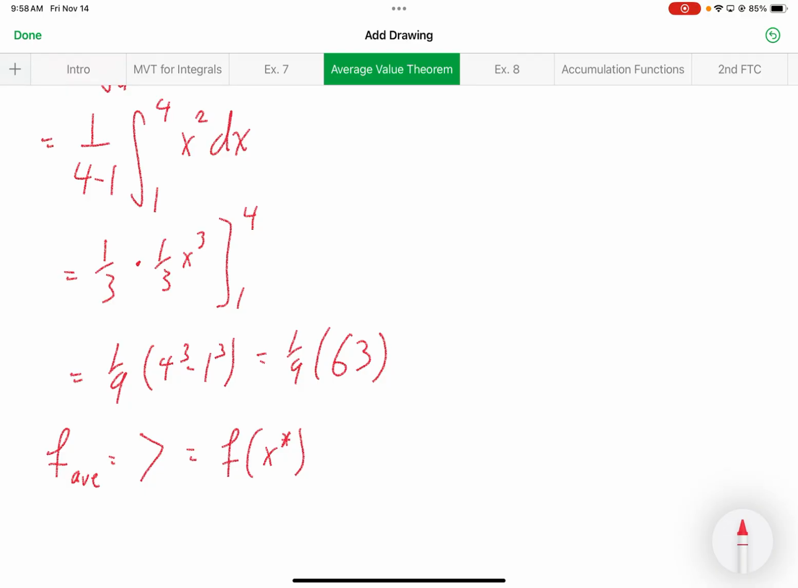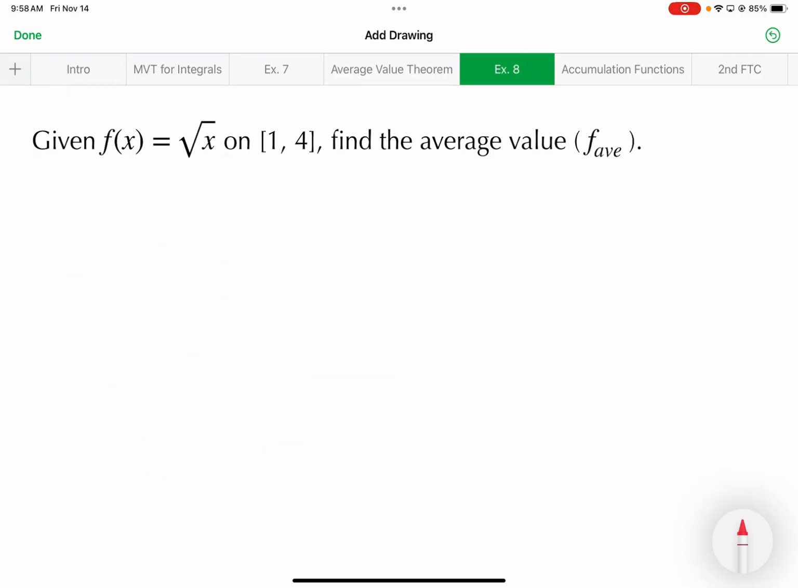True or false, my handwriting is getting better with this. Compared to the beginning of the year, it's definitely better.